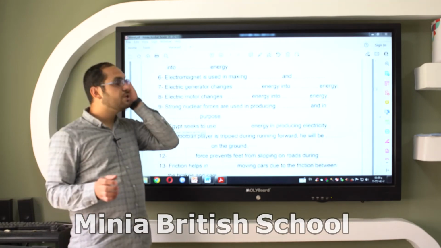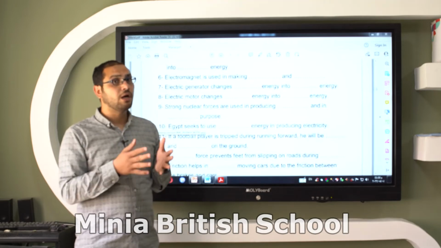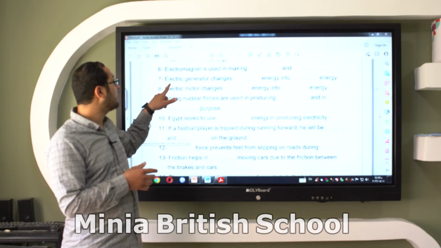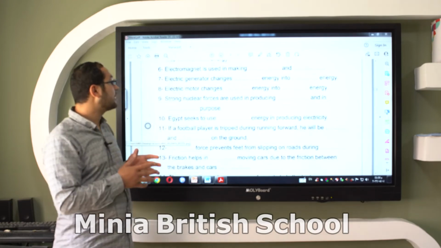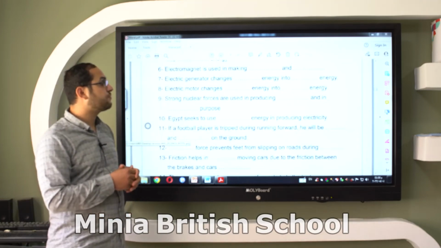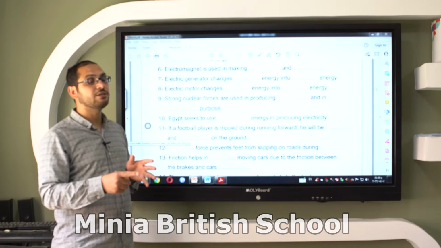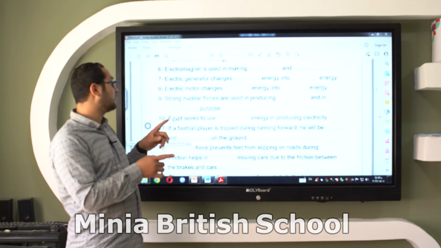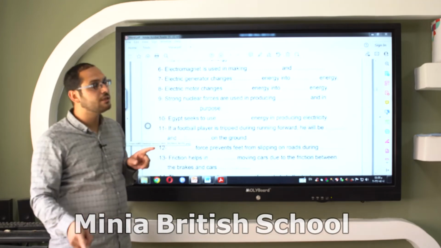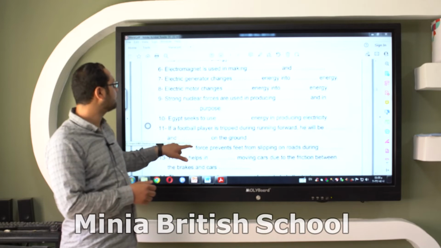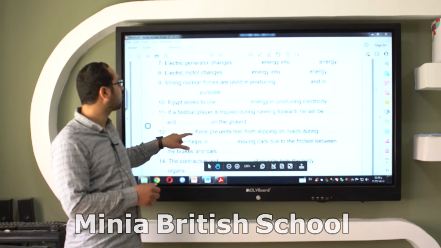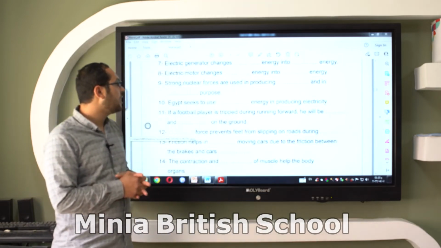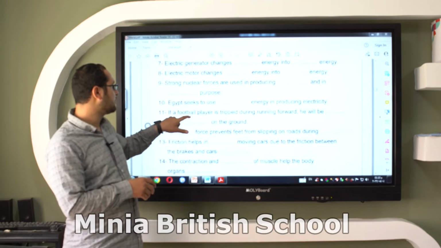Electromagnet is used in making what? Electric bell, dynamo, and electric motor. Electric generator or dynamo, okay? Electric generator or dynamo changes from what? From mechanical energy or kinetic energy into electric energy. But the electric motor changes from electric energy to kinetic energy. Strong nuclear forces are used in producing electric energy and for military purposes.